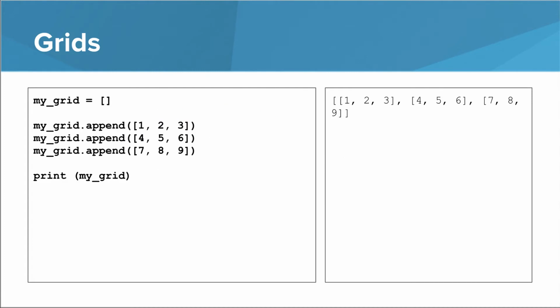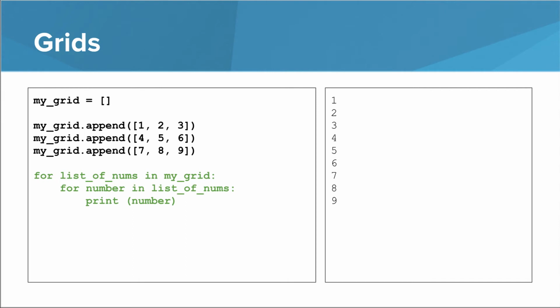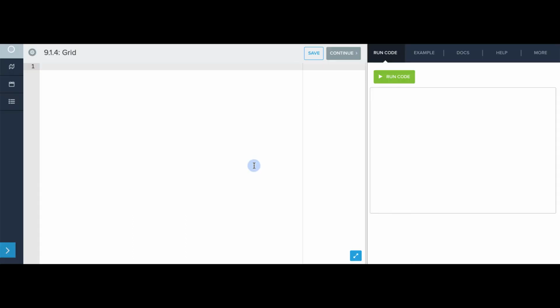Let's look at another way to create a list of lists. We can start out with an empty list. We can then append lists to it. You can also write a for loop over a grid in order to print out each 1D list individually. And then finally, you can write a doubly nested for loop in order to print out each number individually. Let's explore a few ways to make an 8x8 grid of all zeros.